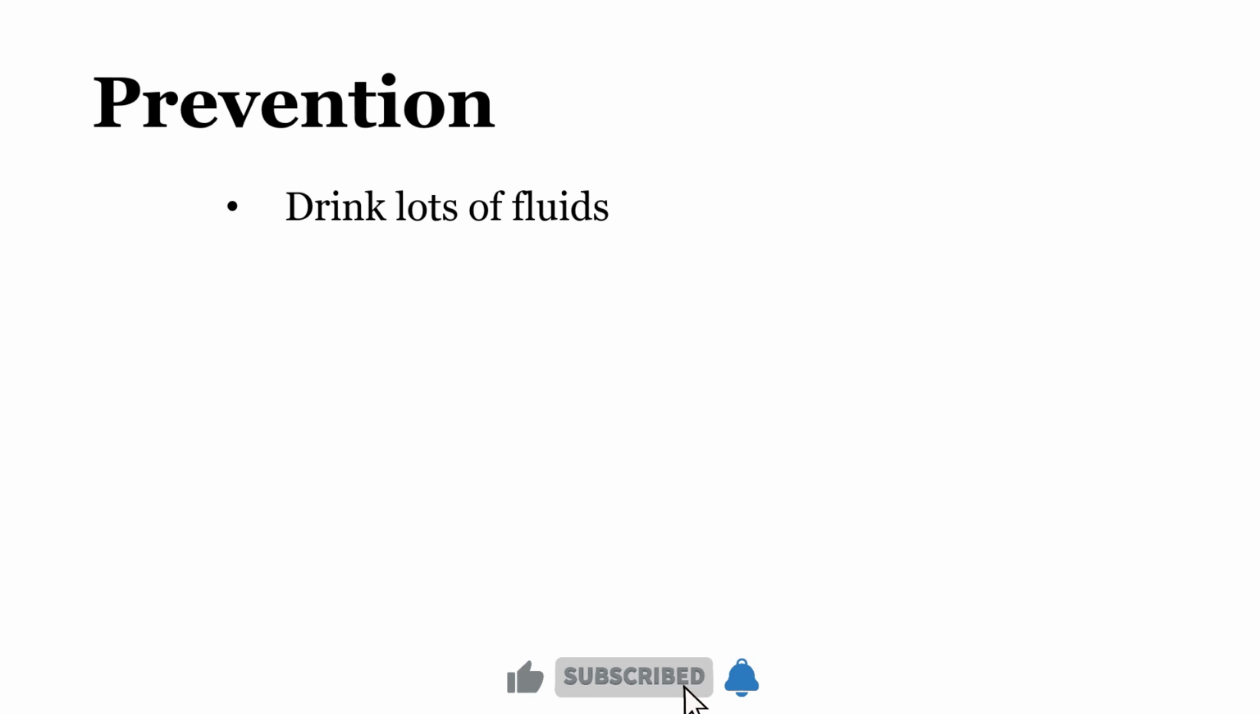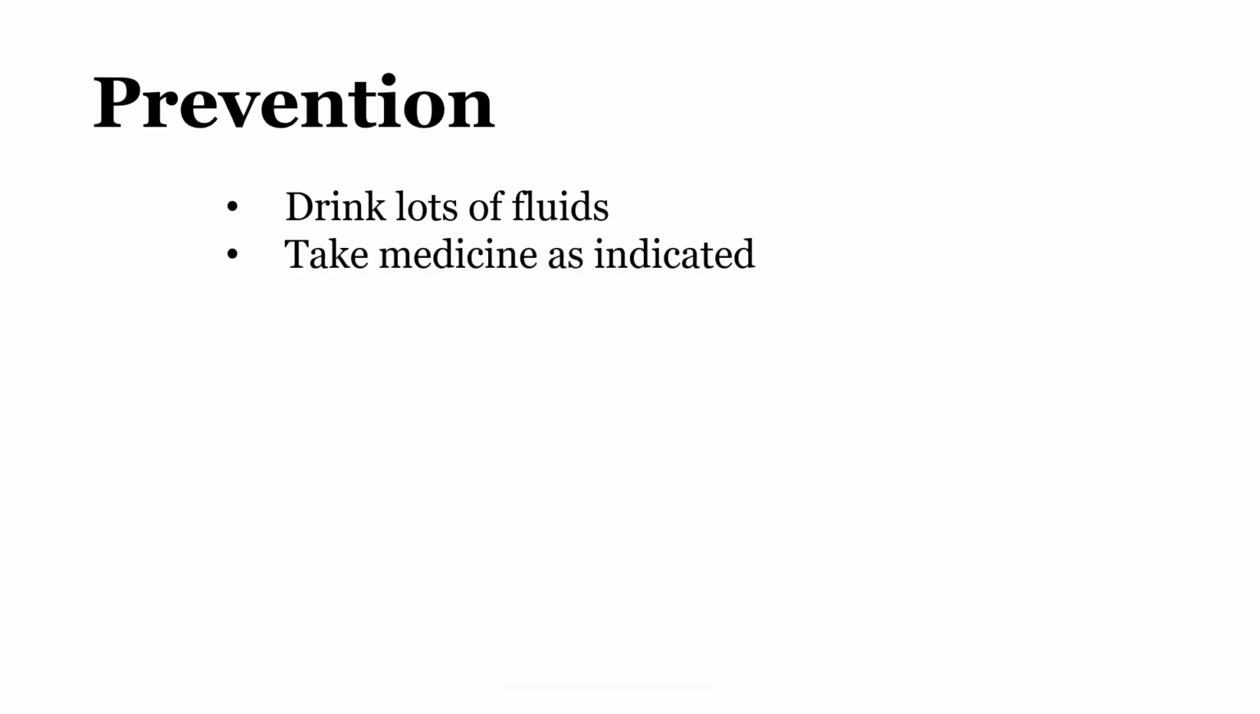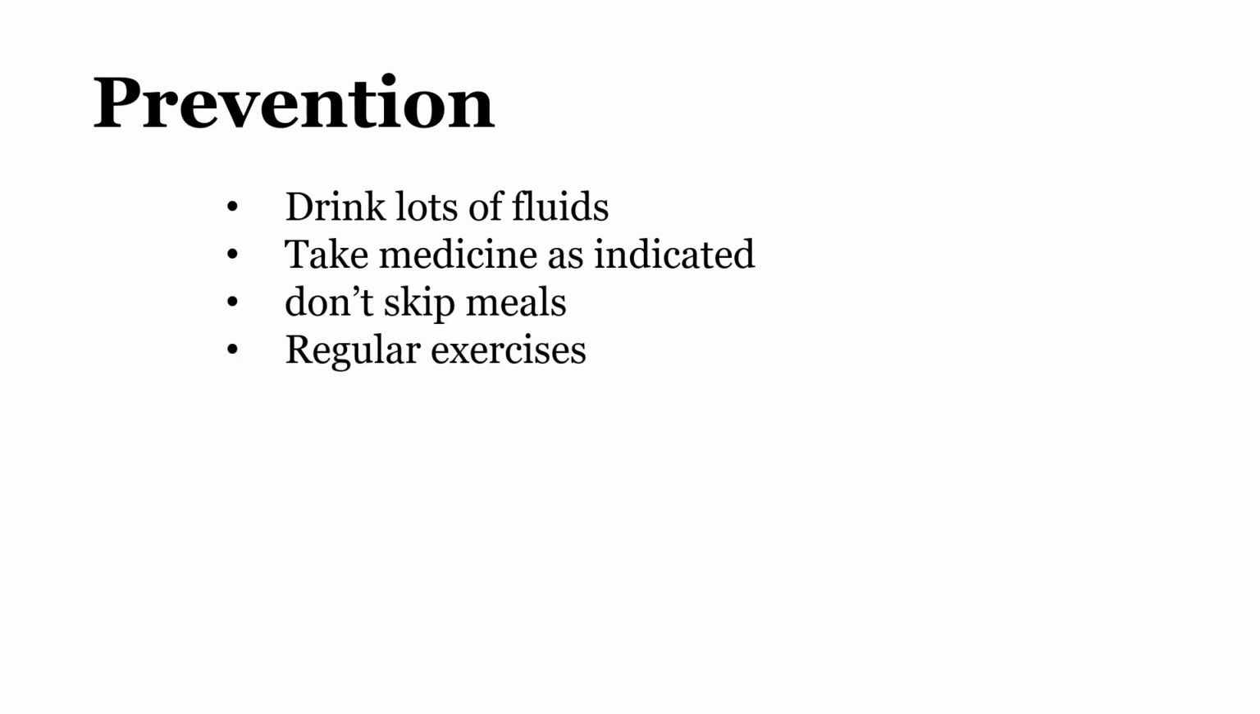Prevention of diabetic ketoacidosis. The only thing that matters is good glycemic control. You should manage your glucose levels through your diet, exercise, and medications. Drink lots of water or sugar-free non-alcoholic beverages. Take medicine as directed. Don't skip meals. Regular exercise. Test blood glucose levels regularly.